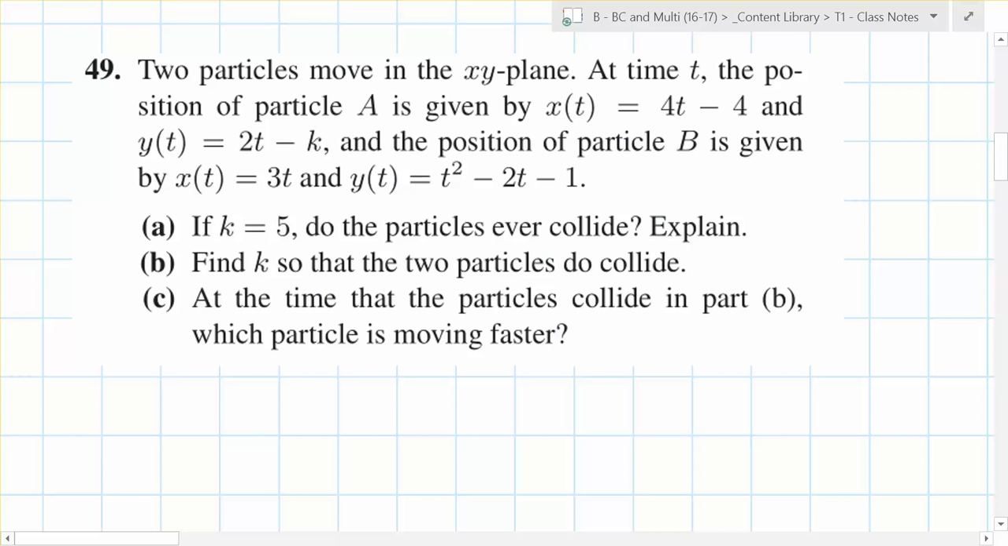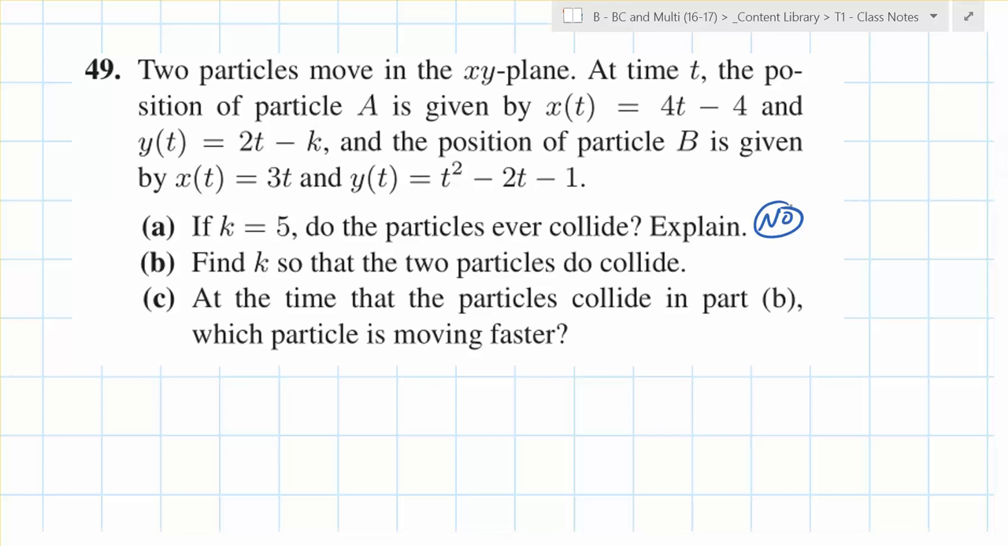Please put everything away except a pencil. K equals 5, do the particles ever collide? Raise your hand if you think so. Do they collide? If K equals 5? Do they not collide? Okay, this is not American democracy. So first of all, please sit down, everybody. Second of all, everybody has to vote here. I know you all did A. Do they collide? No. They do not collide.